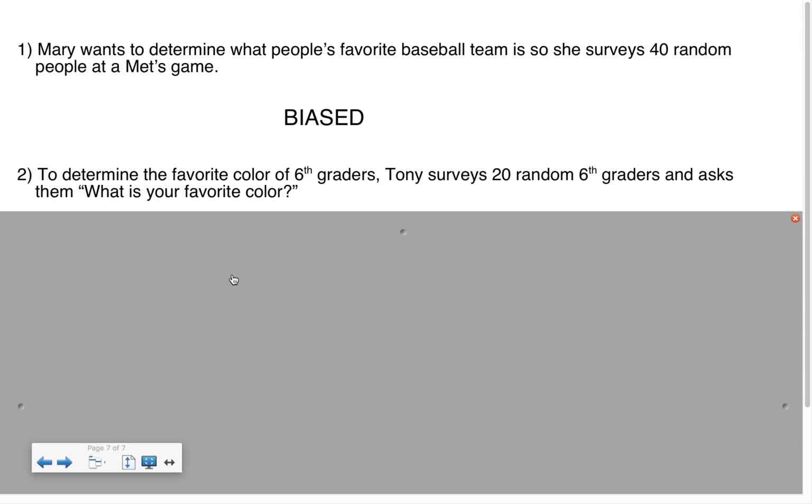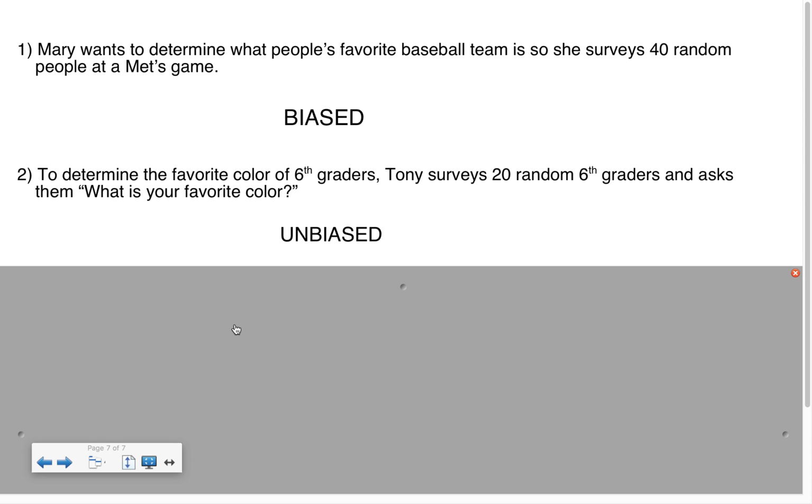Next, 2. To determine the favorite color of 6th graders, Tony surveys 20 random 6th graders and asks them, what is your favorite color? Looking at this, he wants to know their favorite color, 20 random 6th graders, that's good, and what is your favorite color? This is unbiased. This is a good question. Now, if Tony said, hey, green means you're smart, what's your favorite color? That would be biased because he's leading them to pick green over any other color.